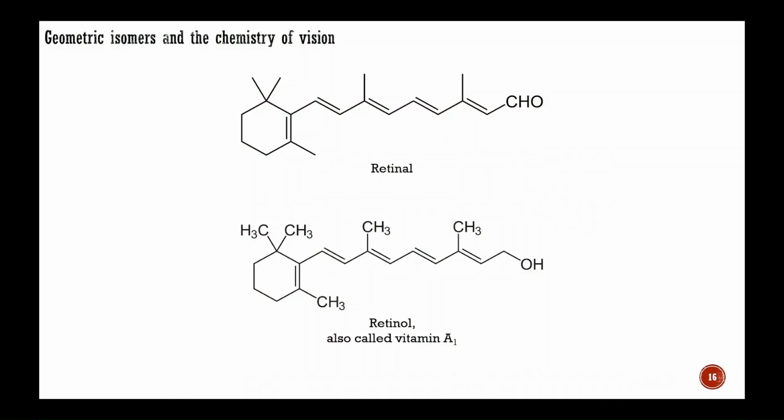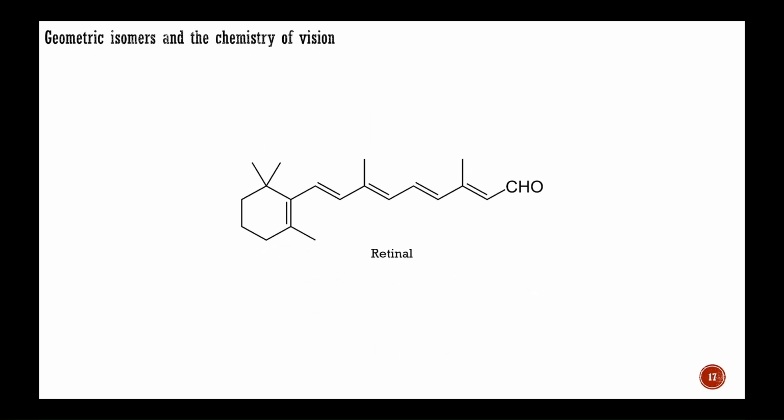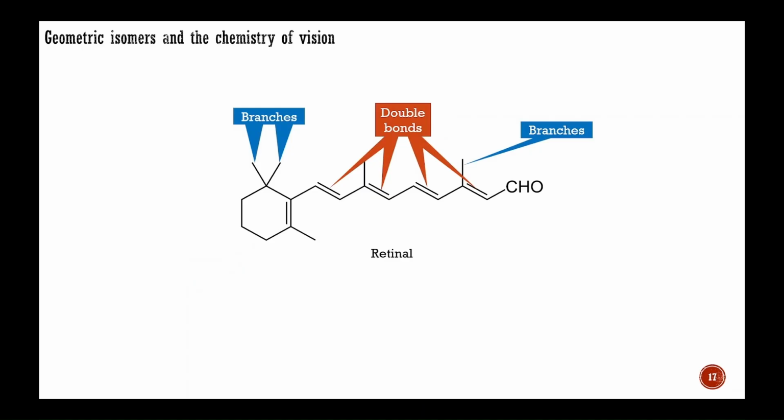Differences in geometric isomers have profound effects in biological systems. For example, the first step in the sequence that allows us to see relies on the different shapes of 2 geometric isomers of a molecule called retinol, which originates from vitamin A. Retinol is an unsaturated hydrocarbon composed of 20 carbon atoms. 15 of these carbons form a chain, while the remaining 5 are part of a ring. The retinol molecule also possesses 5 carbon-carbon double bonds and 5 carbon branches.